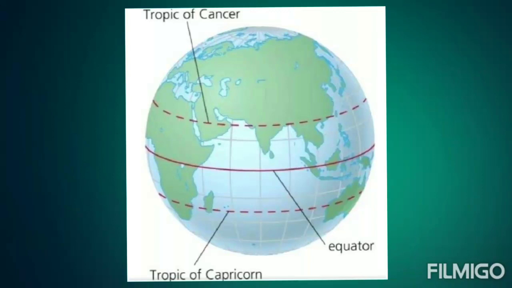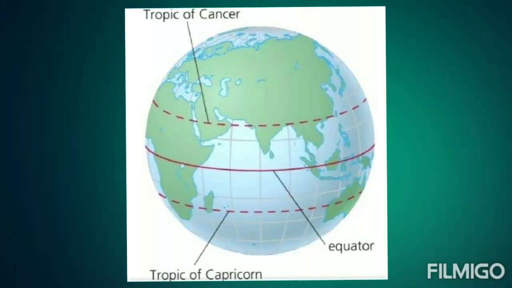Now the next important latitude we will discuss, that is Tropic of Cancer. Okay, Tropic of Cancer. It is in the northern hemisphere, at 23.5 degree north. Similarly, the Tropic of Capricorn is in the southern hemisphere. These two latitudes, from northern to southern, receive the direct rays of the sun.